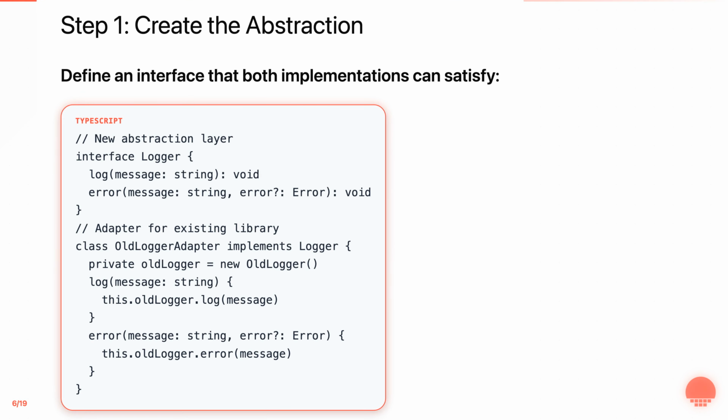Step 1. Create an abstraction layer, a simple interface that defines the contract both loggers need to fulfill. Then wrap the old implementation in an adapter. Notice, we're not changing the old logger itself, we're creating a translation layer around it. This adapter implements our new interface while delegating all actual work to the existing library. We're not rewriting anything yet, just introducing a seam that lets us control the dependency. Once this adapter exists, we can start routing traffic through it without changing any behavior.